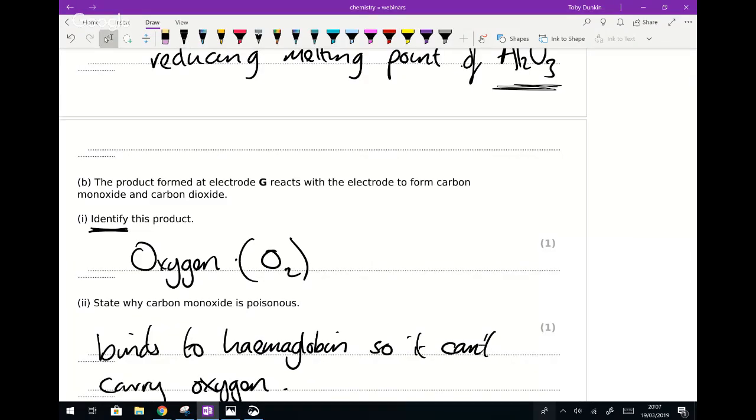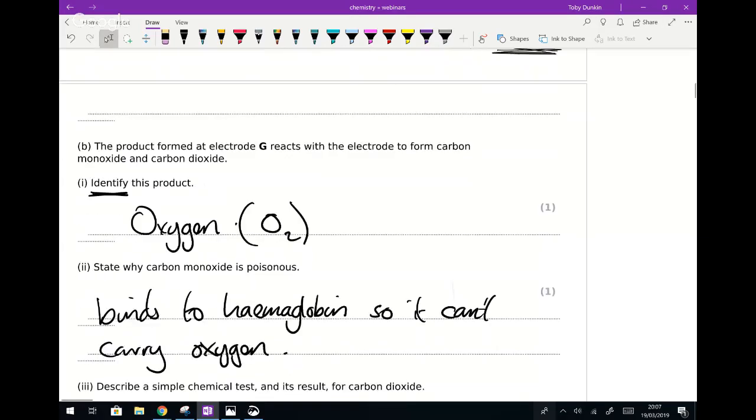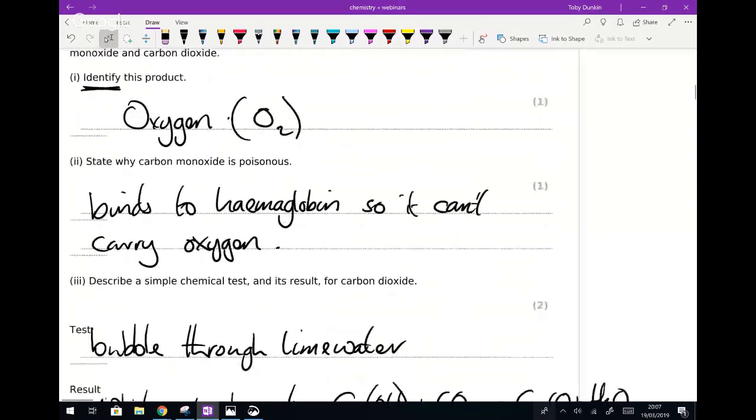Next, identify the product at G. The product formed at G reacts with the electrodes to form carbon monoxide and carbon dioxide. Identify this product. The answer is oxygen gas. State why carbon monoxide is poisonous.